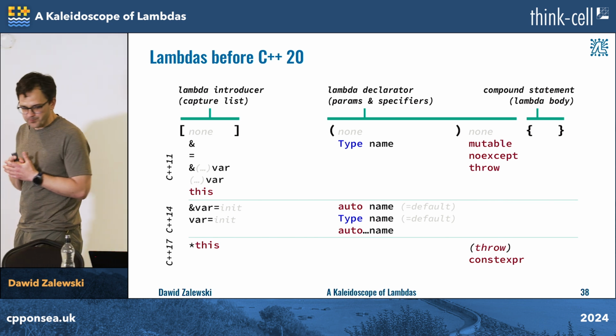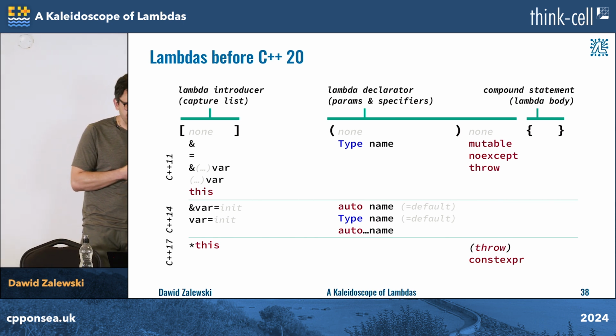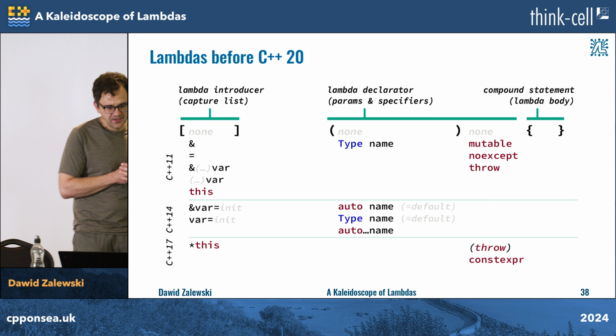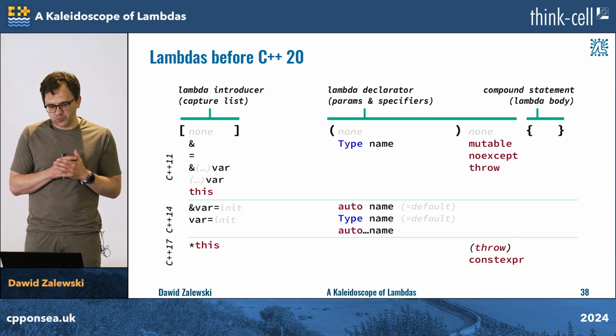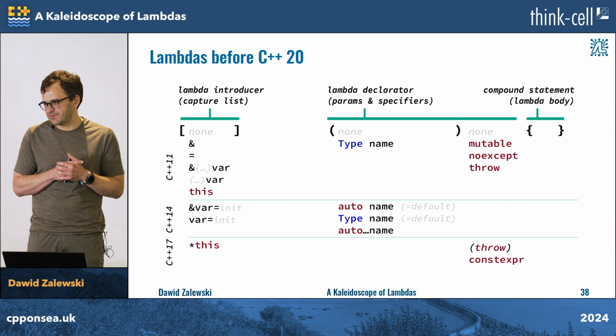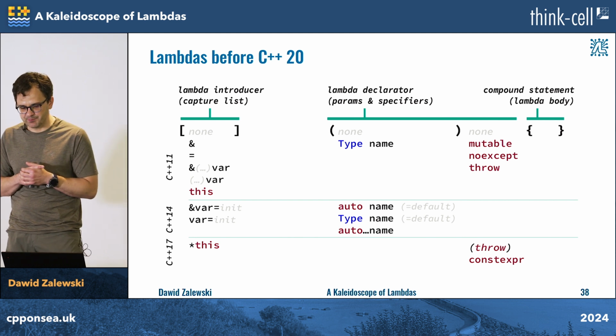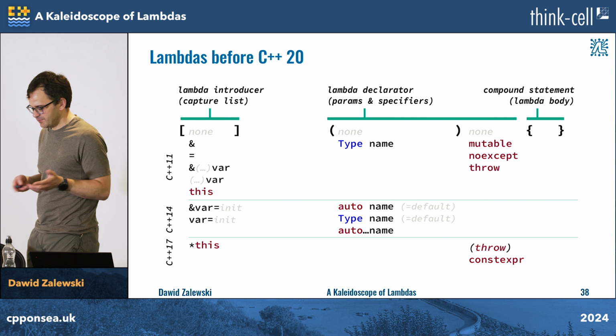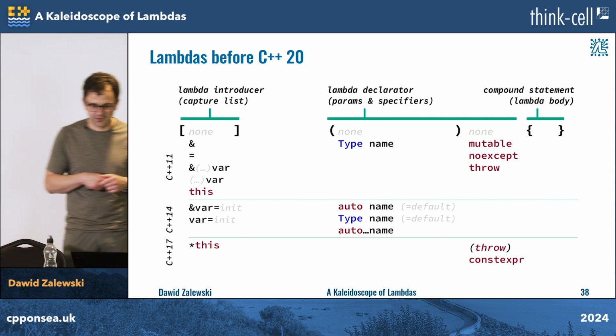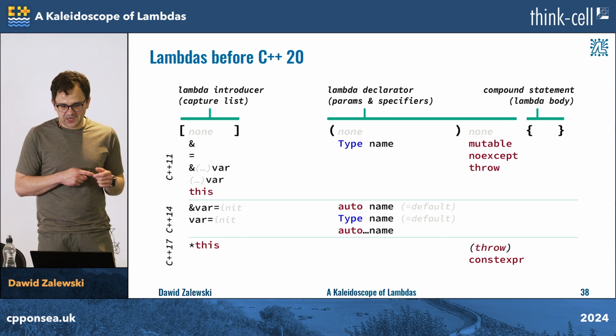C++20, that's like maintenance, basically. Lambdas are slowly getting into maintenance anyway, if it wasn't for the explicit template parameters. So not a lot has happened when it comes to other things, but the explicit template parameters are big.